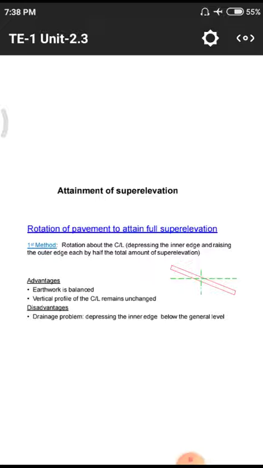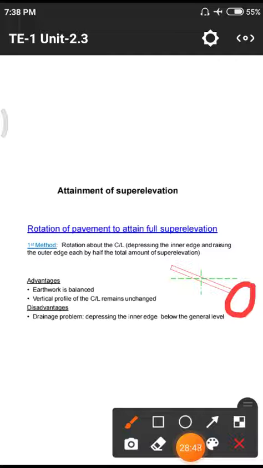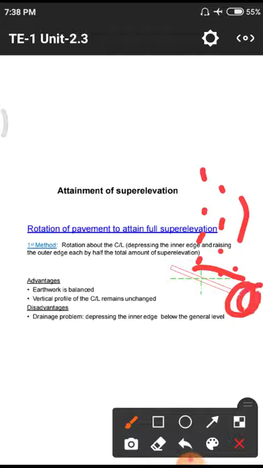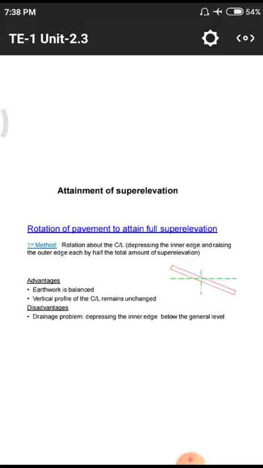And next, the disadvantage in this pattern is drainage problem, depressing the inner edge below the general level. That means here we have the inner edge. In rainy season, water simply pours and stacks at this particular point, so there will be some drainage problem in rainy seasons, and whenever there is a huge amount of outward flow on side canals and others in this particular area. This is the main disadvantage only. The remaining two, the earthwork and the thickness of the materials, are both advantages to us.